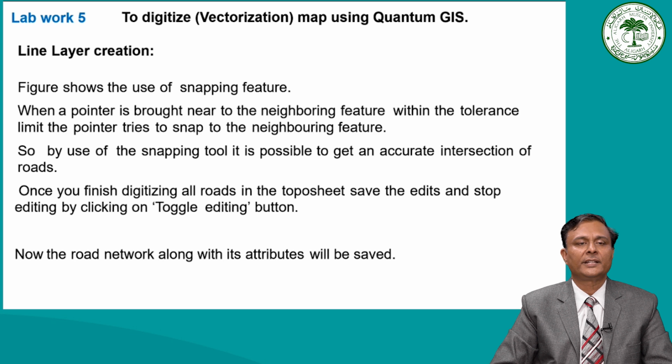Once you finish the digitizing of roads in the topo sheet, save the edits and stop editing by clicking on the toggle editing button, or you can go to the menu bar and save it there. So that way the line entity would be saved.